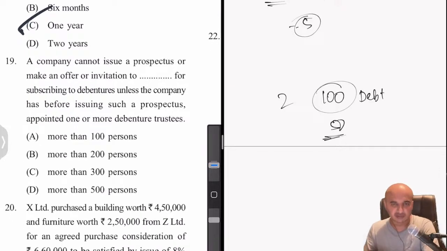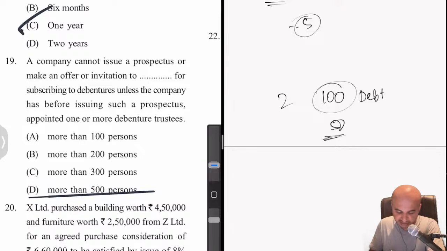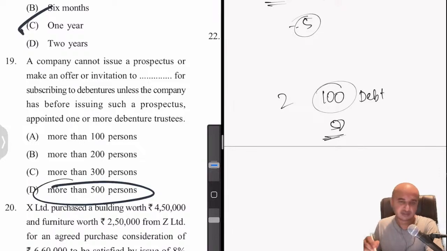Moving on, next one. A company cannot issue a prospectus or make an offer or invitation to dash persons for subscribing to debentures unless the company has, before issuing such a prospectus, appointed one or more debenture trustees. So here the number is very simple. You cannot issue prospectus or make an offer or invitation to more than 500 persons. That is the right answer. You cannot do that.